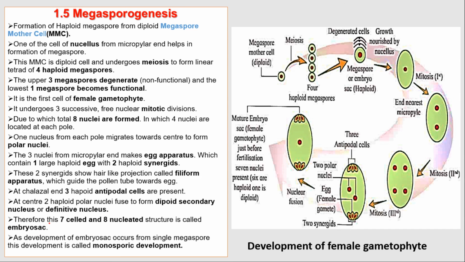Therefore, there is a formation of the female gametophyte, also called the embryo sac. So how is the embryo sac now? The embryo sac is a 7-celled and 8-nucleated structure. Which are the 7 cells? First one is the egg, 2 are the synergids, 1 is the diploid secondary nucleus or the definitive nucleus, and 3 are the antipodals.